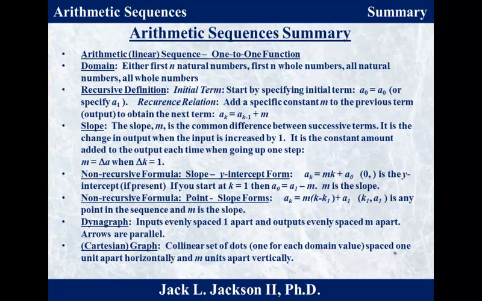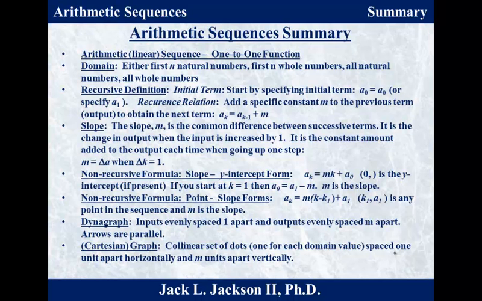In arithmetic sequences, if we summarize, notice that they're basically linear functions with the domain restricted to the natural numbers or perhaps the whole numbers. They are one-to-one functions. The domain is either going to be the first n natural numbers, the first n whole numbers, or all natural numbers or all whole numbers. Those are sort of the options there.